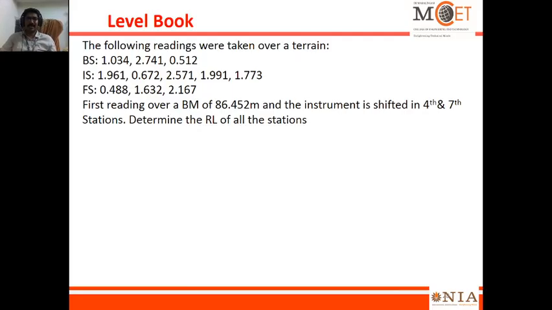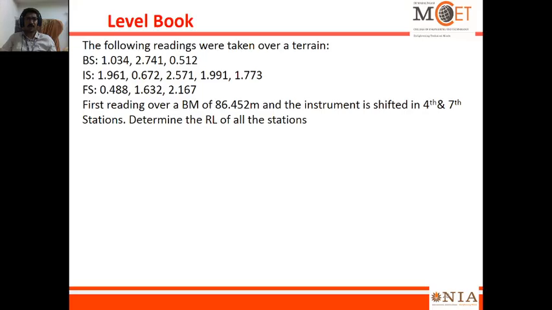The following readings were taken over a terrain. We don't know what type of terrain. They have listed the staff readings in three categories. BS means backsight, IS means intermediate sight, FS means foresight. These are all the backsight, intermediate sight and foresight readings given. But how to tabulate it?